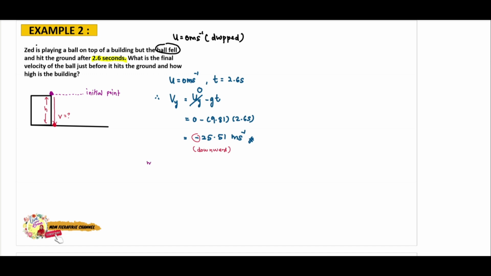So you can write the magnitude of the final velocity as 25.51 meter per second, and the direction is downward. Now, how high is the building? We want to calculate the height of the building.